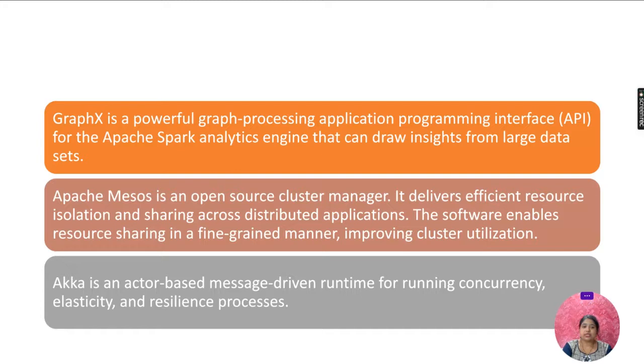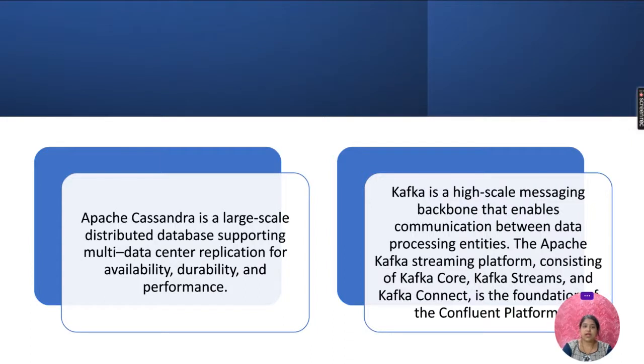Akka is an actor-based message-driven runtime for running concurrency, elasticity, and resilience processes. Then we have Apache Cassandra. It's a large-scale distributed database supporting multi-data center replication for availability, durability, and performance. Kafka is a high-scale messaging backbone that enables communication between data processing entities.